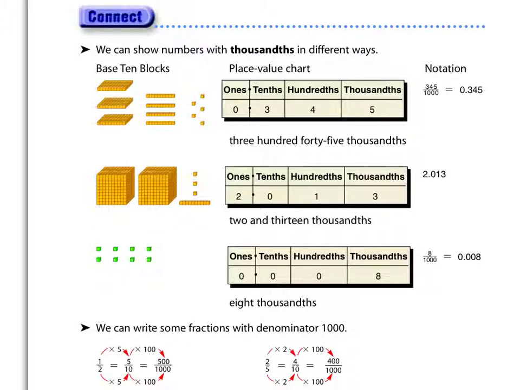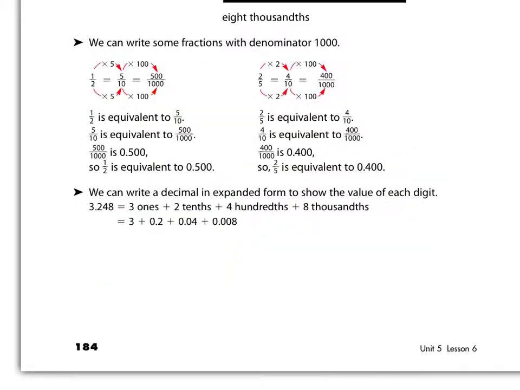All right, last one that we have there. We have only 8 tiny cubes, which would make it 8 thousandths. The 8 is in the thousandths place. All other places are 0. We would just say that as 8 thousandths. In the place value chart, those would be filled with 0. As a fraction, it would be 8 over 1,000. And as your decimal, remember it would be 0.008, and you do need to have those zeros in front.